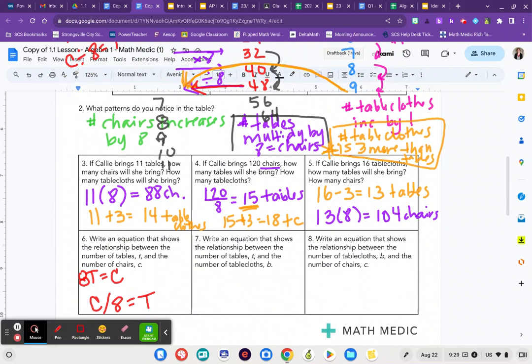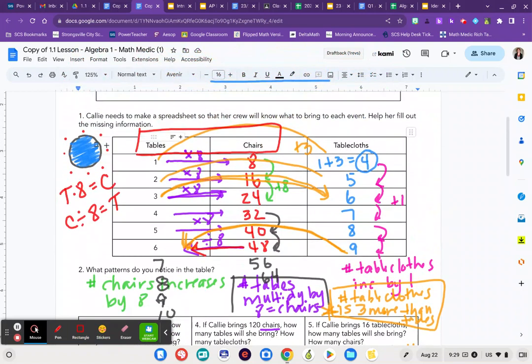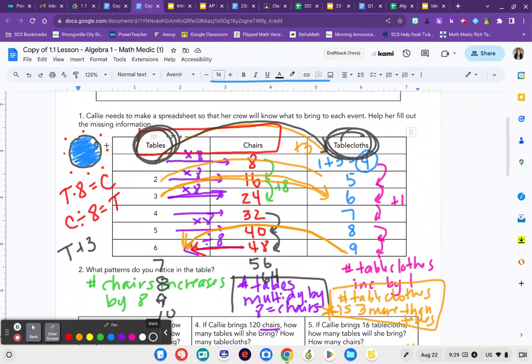All right, 7 says, write an equation that shows the relationship between the number of tables and the number of tablecloths. Okay, a lot going on here. So I want tables and tablecloths. And that's my orange relationship here. We said that if I know the number of tables, I can add 3 to get, they're using B for tablecloths. Or down here, we went in reverse. If I knew tablecloths, I could subtract 3 to get my number of tables.